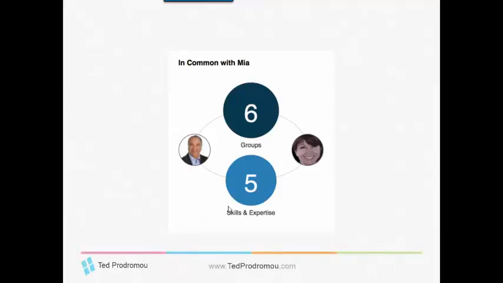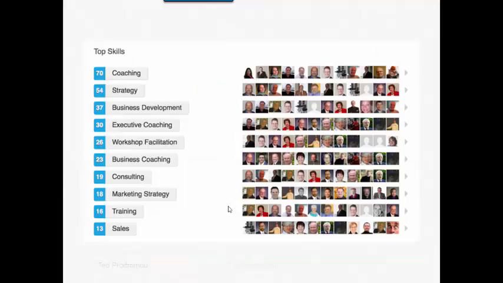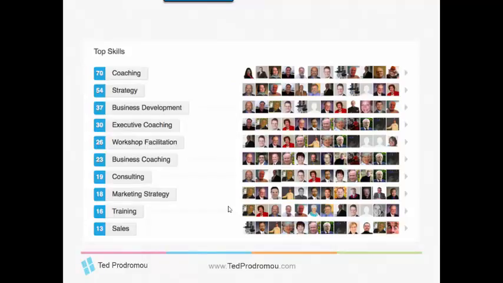Also on the sidebar, we have some things in common. We have 6 groups and 5 skills and expertise in common. It's not bad. There's not a ton of skills and expertise in common, but there's some. So you may want to reach out to her. Here are her top skills: coaching, strategy, business development. These are the kind of people that are usually good for me to connect with, because we can refer business to each other. She doesn't say she does LinkedIn training, so maybe I could possibly do some LinkedIn training for her clients.